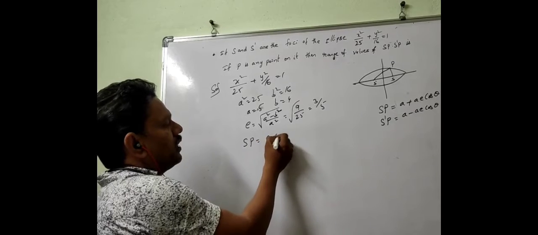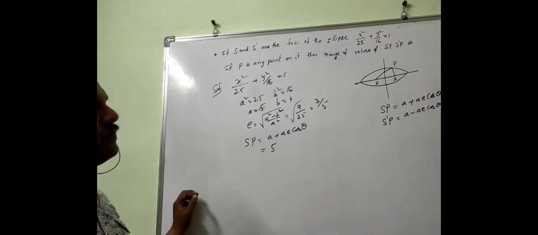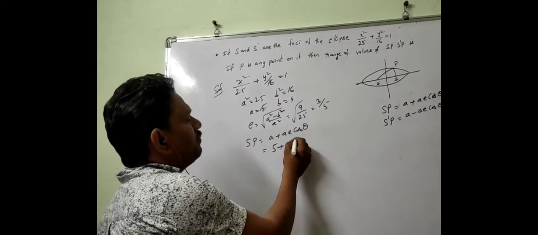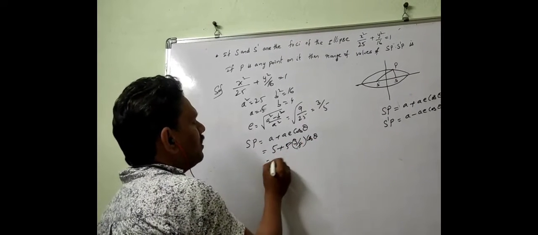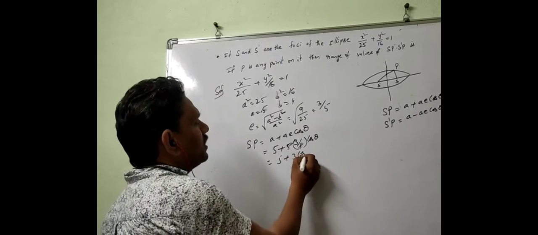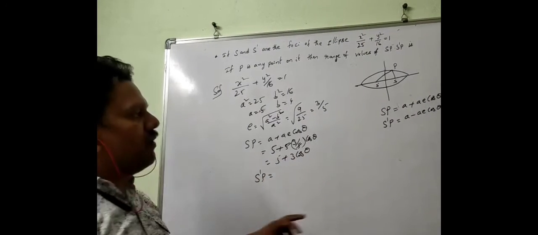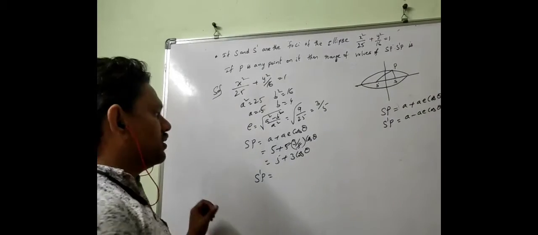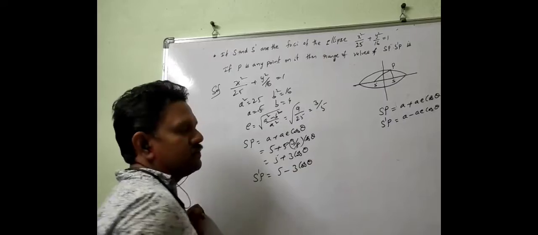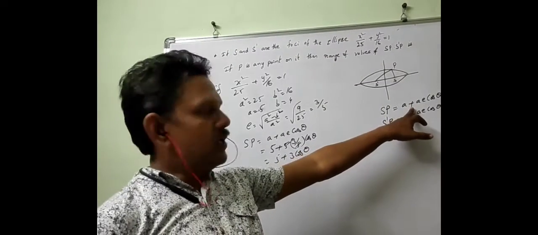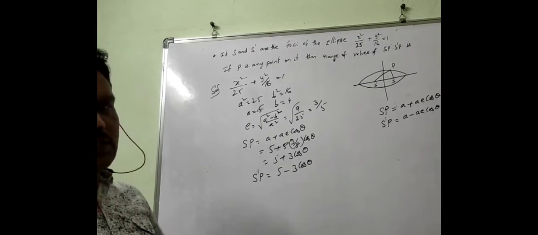Now find the value of SP. SP is A plus AE cos theta. That is 5 plus A, which is 5, times E, which is 3 by 5, into cos theta. Here the 5 cancels, so we get 5 plus 3 cos theta. Similarly, the value of S dash P is A minus AE cos theta, which gives 5 minus 3 cos theta. The values are the same, but in place of plus we get minus.